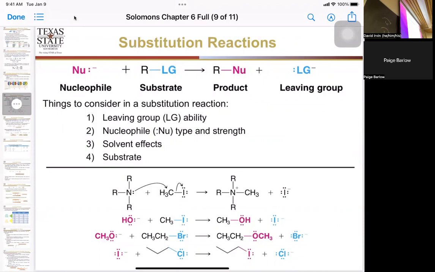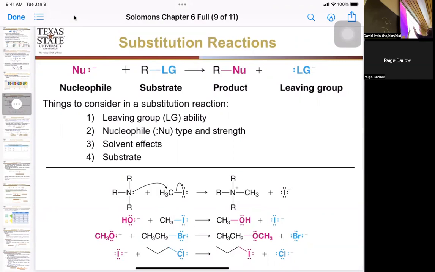We called them Lewis bases. Lewis base equals nucleophile, because it has a pair of electrons that it's willing to donate to make a sigma bond. That's the definition of Lewis base, right? That's also the definition of nucleophile.